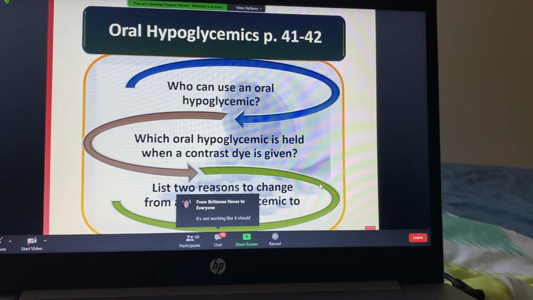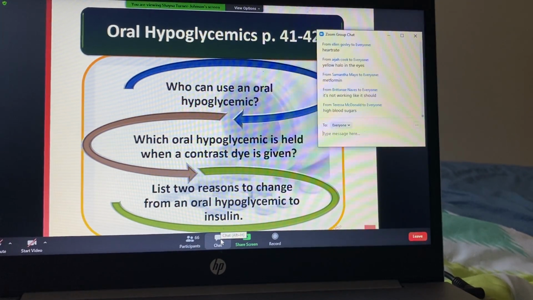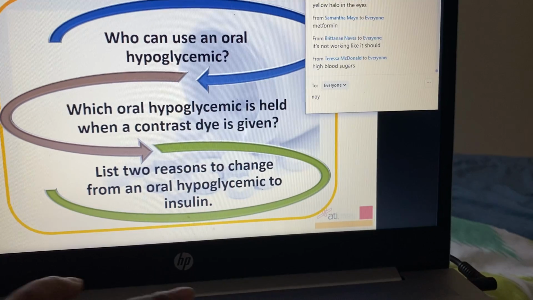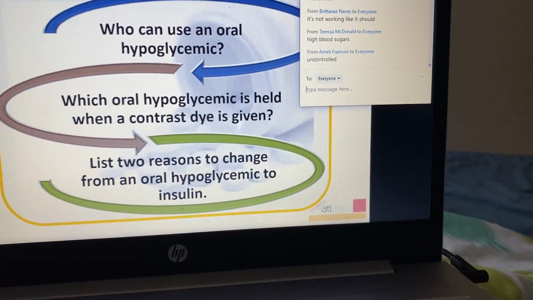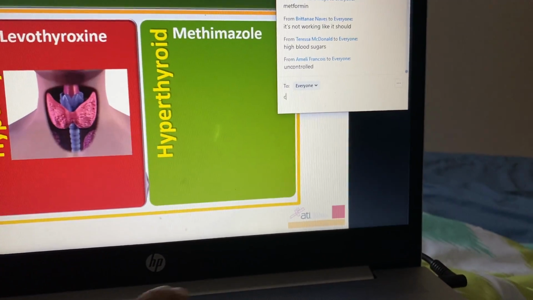Yeah, we're not getting the results that we expected, right? Maybe the oral hypoglycemics are not working as well anymore. They might have worked for a period of time. A lot of times they might need the addition of insulin at some point. All right, let's talk about thyroid medication.